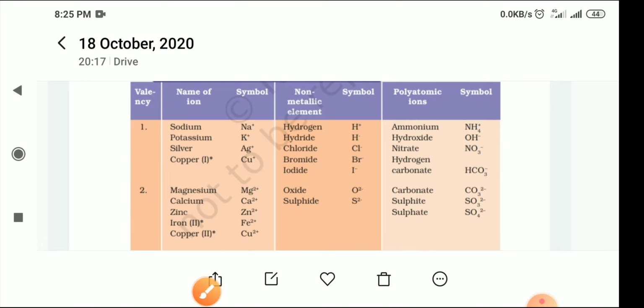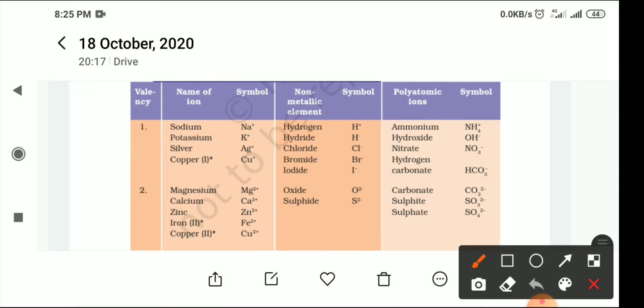Now if I ask you to write the formula of calcium bicarbonate, what would you write? In the case of calcium bicarbonate, first of all you will write the symbols of calcium and bicarbonate. The symbol of calcium is Ca. The bicarbonate is HCO3. Now the valency of calcium is 2.